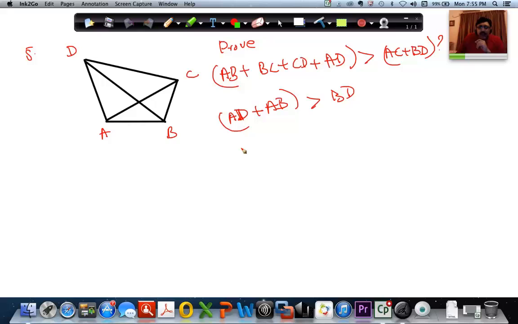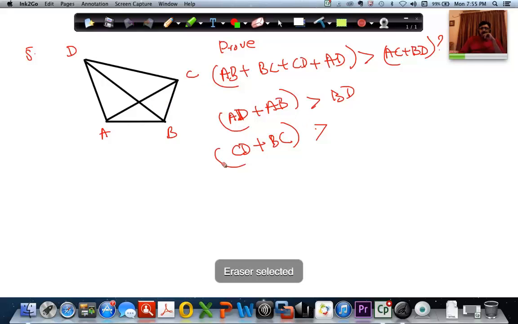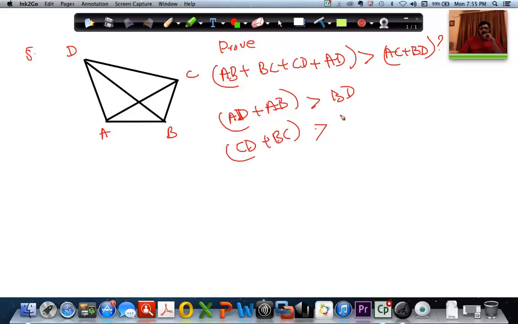And CD plus BC is greater than... yeah, so AD plus CD is greater than BD, AD plus AB is greater than BD, and I can also say, just a moment, a small mistake. AD plus AB is greater than BD, and I can also say CD plus BC is greater than BD, right?